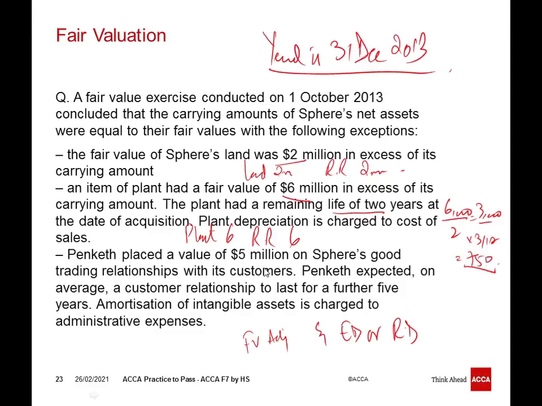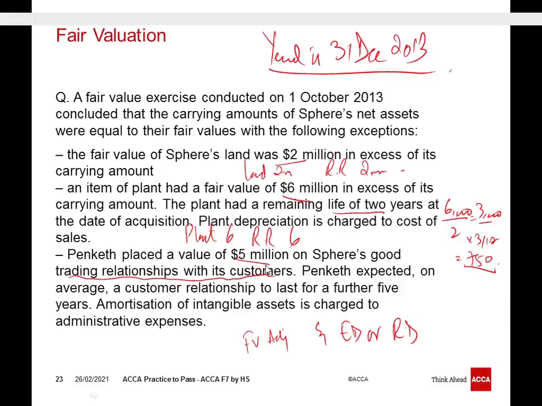Similarly, practice with the value of the 5 million on the goods trading relationship. Now, trading relationships with the customers are these type of assets that are not allowed to be recorded on the face of the balance sheet under IAS 38.